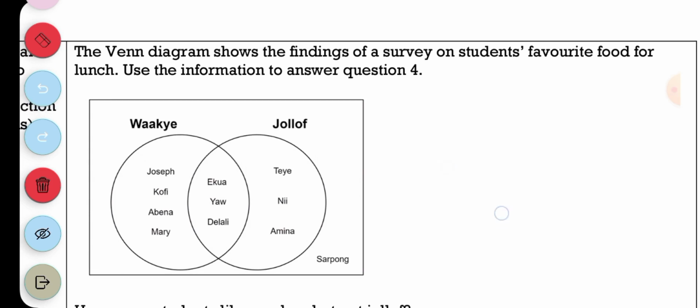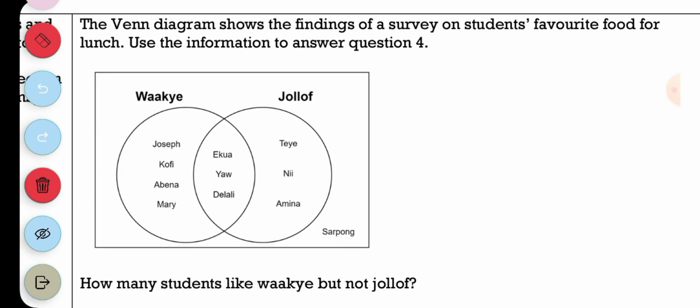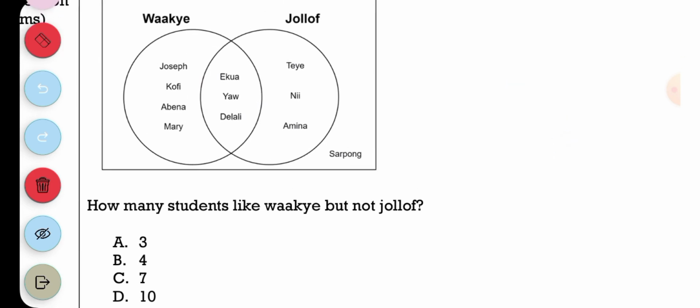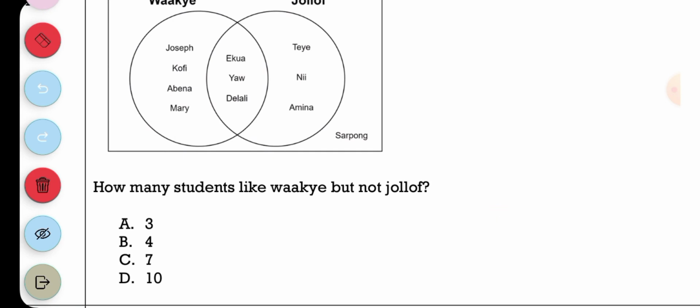Question number 4. The Venn diagram shows the findings of a survey of students' favorite food for lunch. Use the information to answer question 4. So the question is, how many students like wachi but not jollof? If but not jollof, then it means this is excluded. If the question was how many students like jollof, it means this will also be included. So we have Joseph, Kofi, Abner, and Mary. 1, 2, 3, 4. So the answer to this question is B.